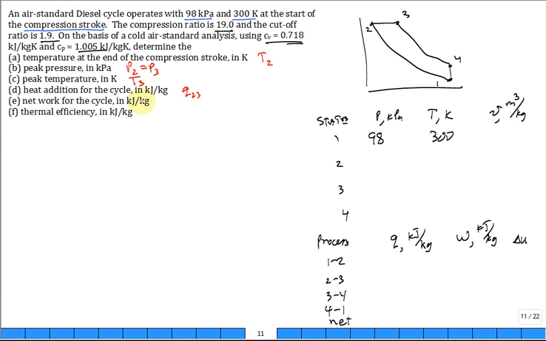The net work of the cycle, W net, you can calculate it by getting Q net or the sum of the works. Either way, it should be consistent. And the thermal efficiency, the ratio, the answer from part E divided by the answer from part D. So we recall our equations. How do I calculate T2? What's the equation for T2?